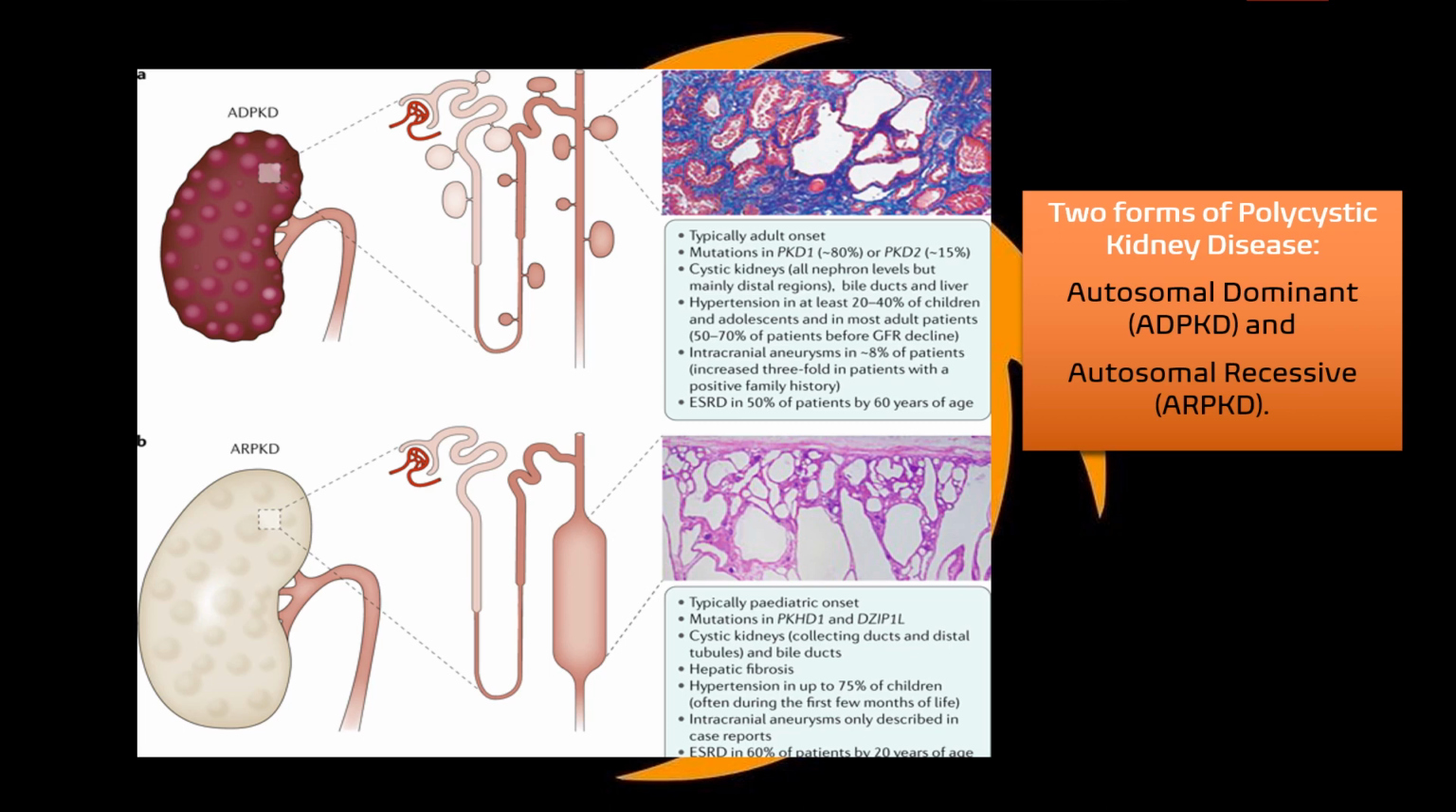So cystic kidneys, at all nephron levels, but mainly the distal regions, are where cysts become more evident in ADPKD. The bile ducts and liver can also potentially be affected as a result of ADPKD as well.